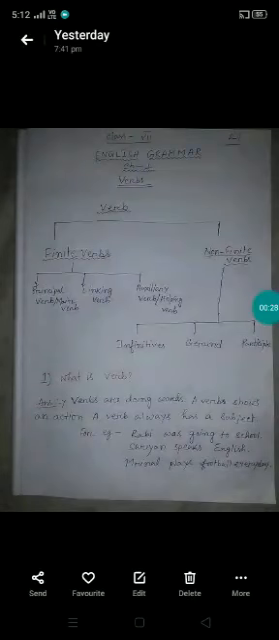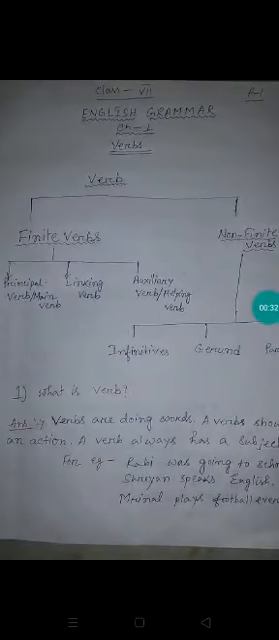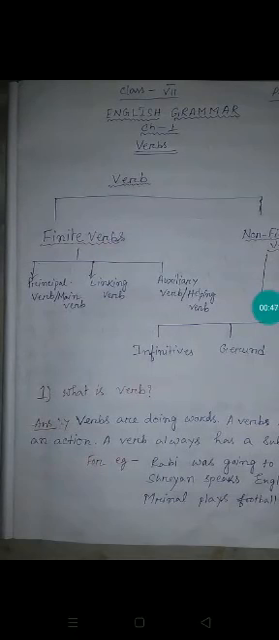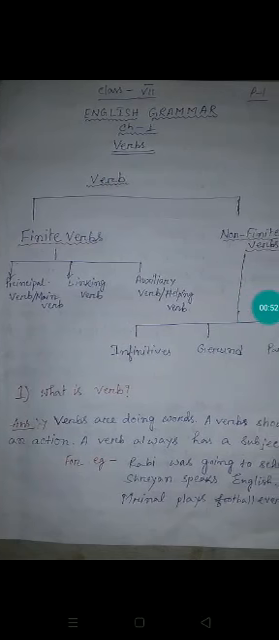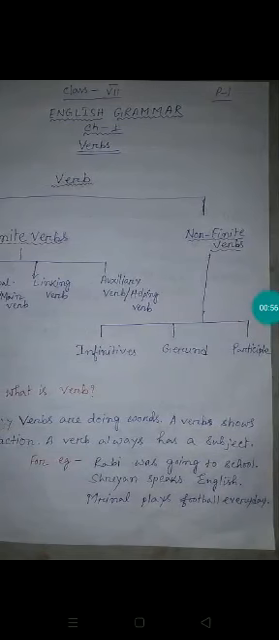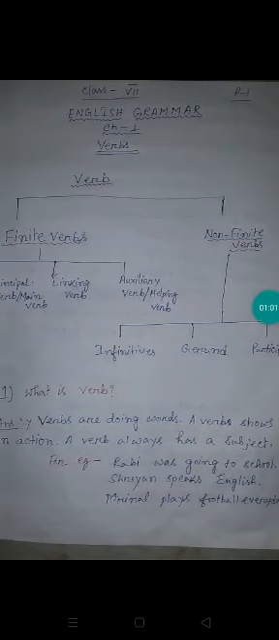So students, today I have come with your first chapter of English grammar, which is verbs. We all know students that verb means doing words or action words are called verbs. Verb has two forms, finite verbs and non-finite verbs. Finite verbs again has its own three forms: principal verb or main verb, linking verb, auxiliary verb or helping verb. Now, non-finite verbs again has its own three forms: infinitives, gerund and participle.